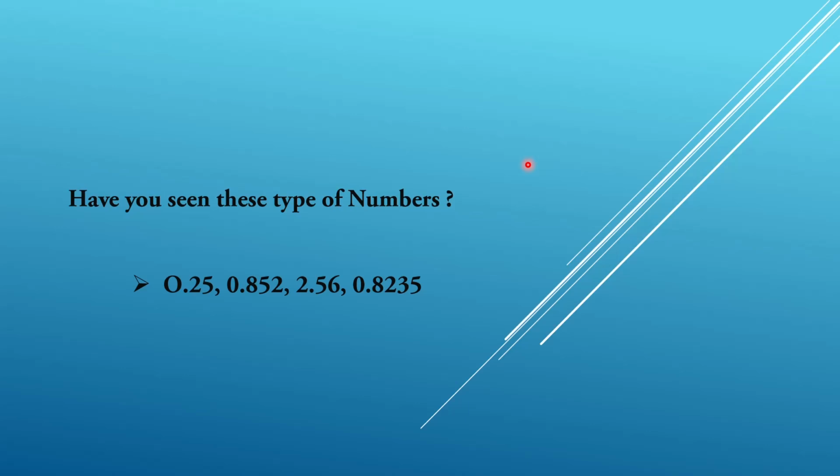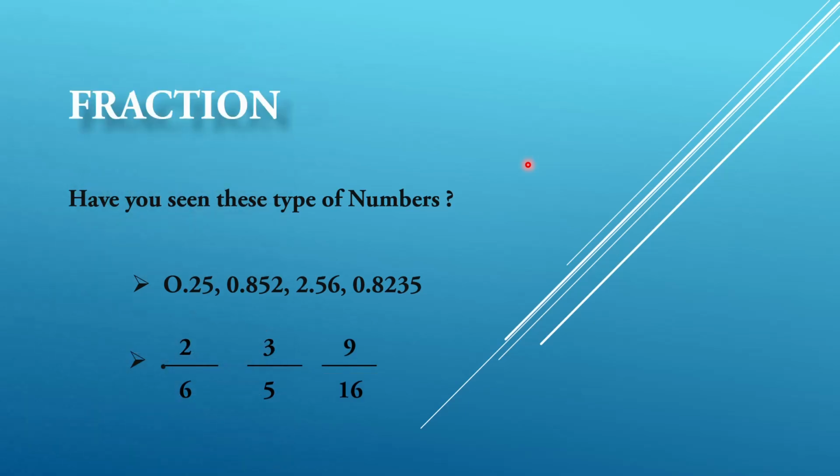So let's go into today's topic. First we'll check what we are seeing in this. Have you seen this type of numbers like 0.25, 0.852, 2.56, 0.8235, or have you seen this type of example like 2 by 6, 3 by 5, 9 by 16? So what is this called? This is called a fraction. A number which is denoted by a decimal point is called a fraction.